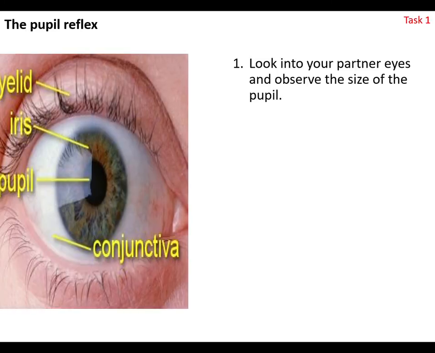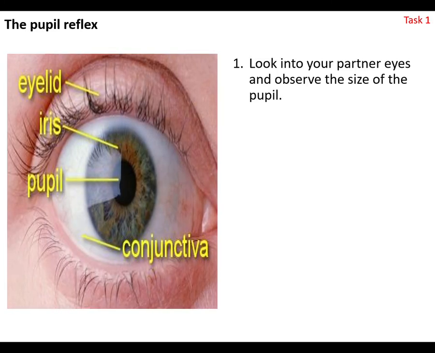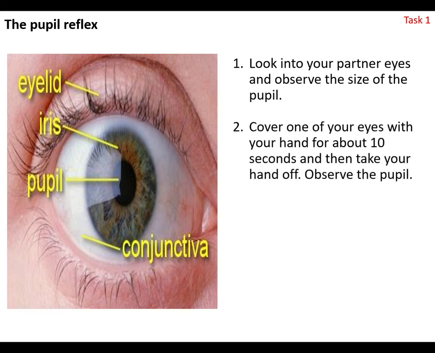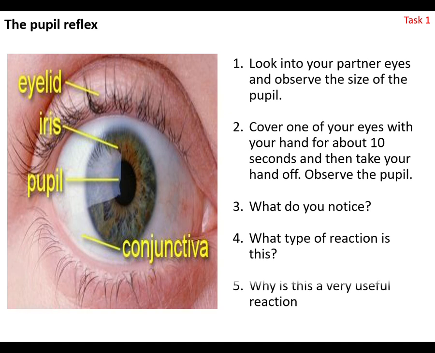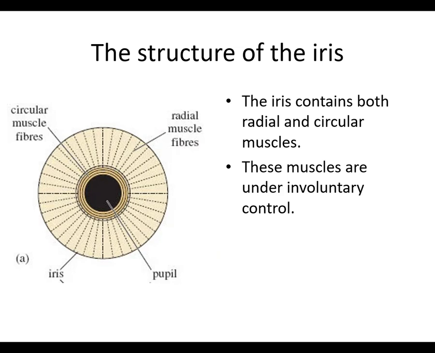So how it does this: you could, if you wanted to, find somebody in the house, look at their eye and observe the size of their pupil. You can cover your eyes with your hands for about 10 seconds, take the hand off and see what happens. Remember we talked about this. This is a reflex action, and it's to do with either allowing more light in or stopping the eye getting damaged. So this is why this works.